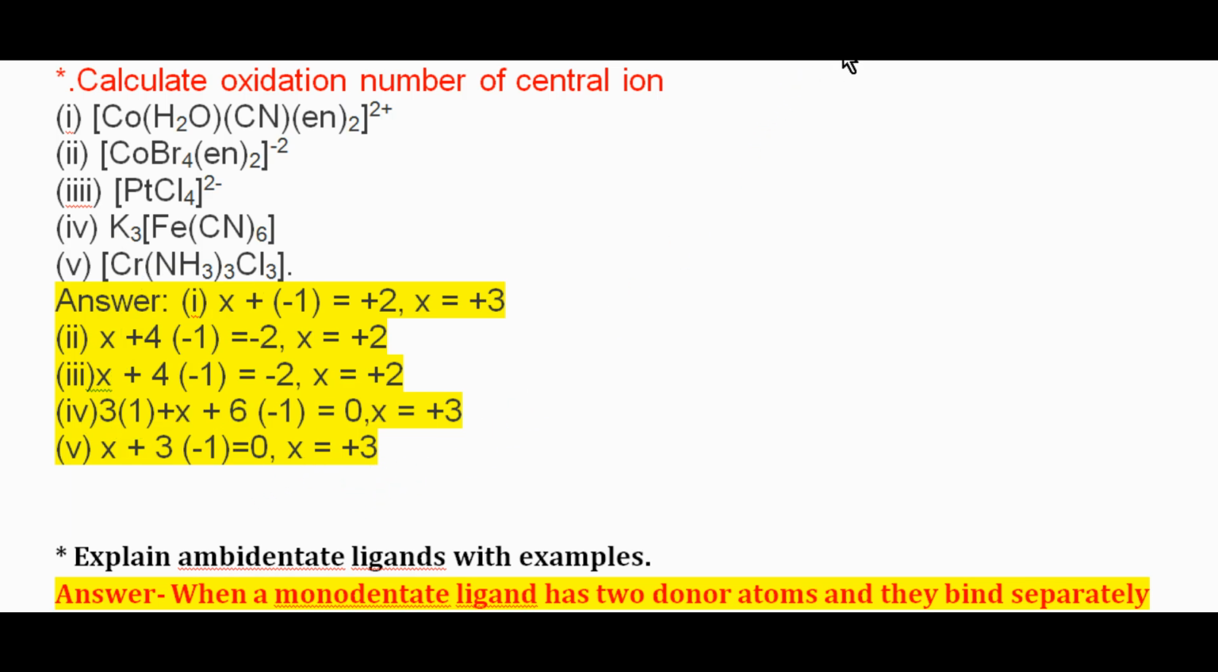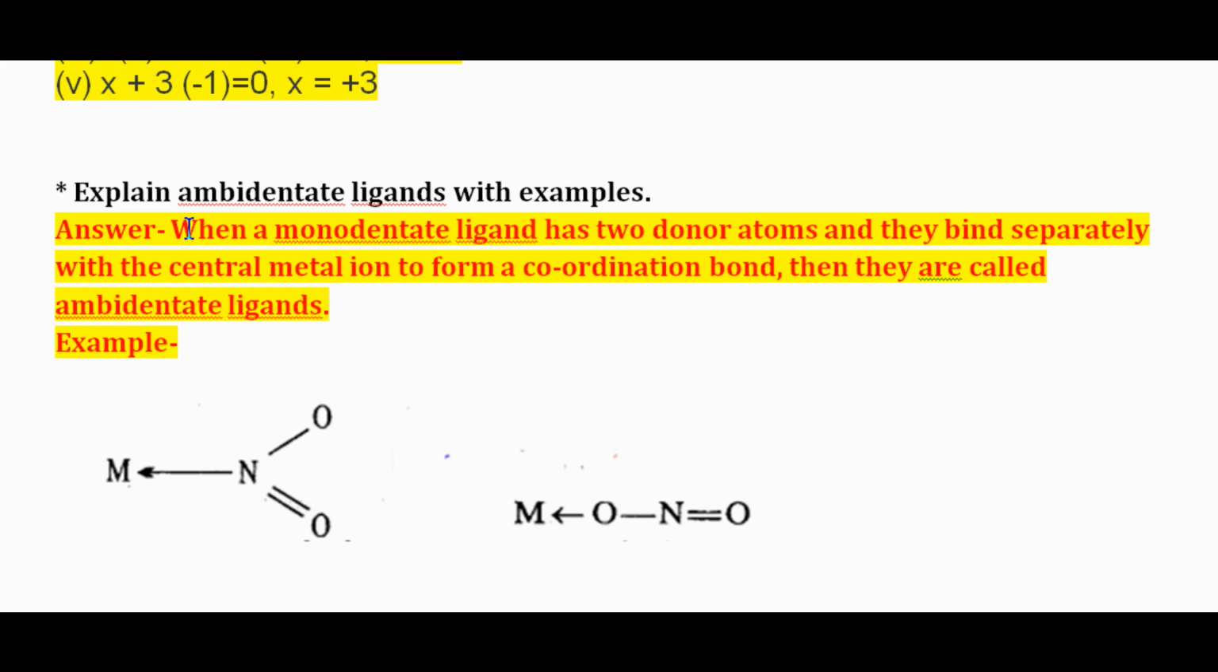In this way you can calculate the oxidation number of any coordination compound. Now the question is: explain ambidentate ligand with example. When a monodentate ligand has two donor atoms and they bind separately with the central metal ion to form a coordination bond, then they are called ambidentate ligands.